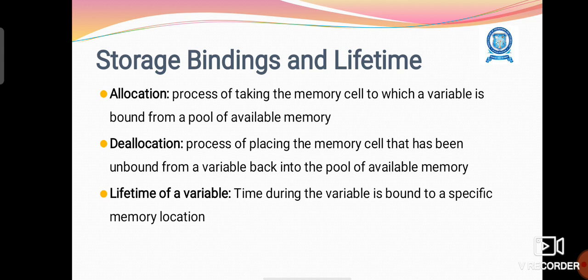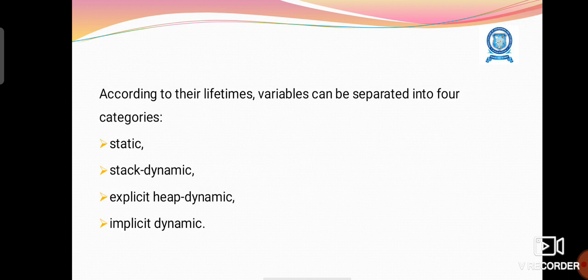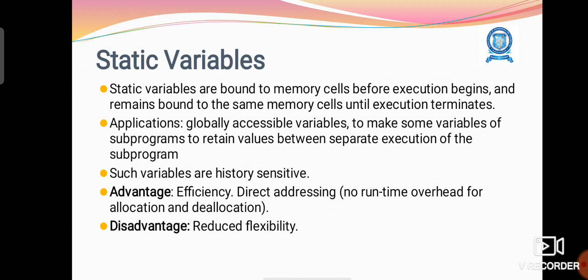Storage bindings and lifetime. Allocation is the process of taking the memory cell to which a variable is bound from a pool of available memory. Deallocation is the process of placing the memory cell that has been unbound from a variable back to the pool of available memory. Lifetime of the variable is the time during which the variable is bound to a specific memory location. According to their lifetimes, variables can be separated into four categories: static, stack dynamic, explicit heap dynamic, and implicit heap dynamic. Static variables are bound to memory cells before execution begins and remain bound to the same memory cells until the execution terminates.